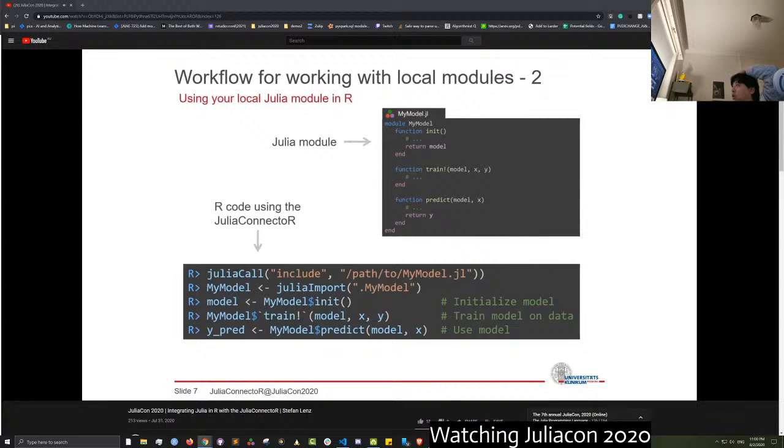Loading a module is done with the include function in Julia. We can call this function in R via the Julia call function, which allows to call any Julia function by name.